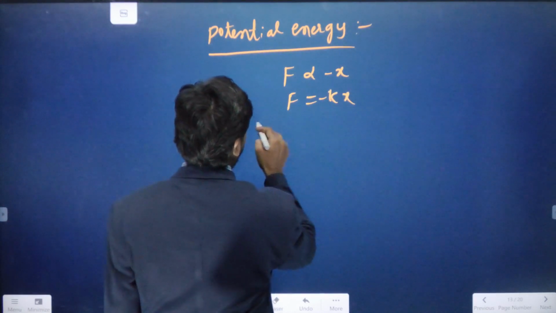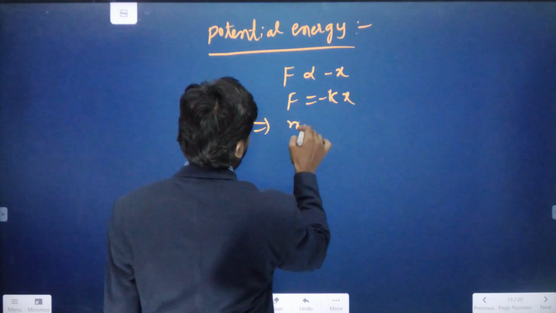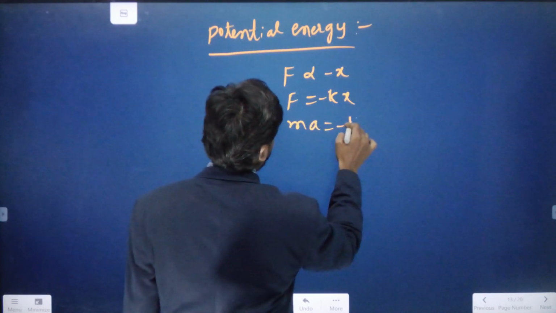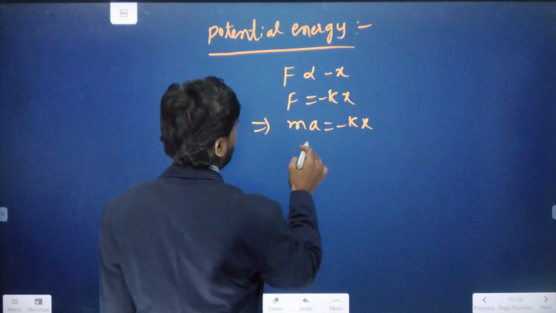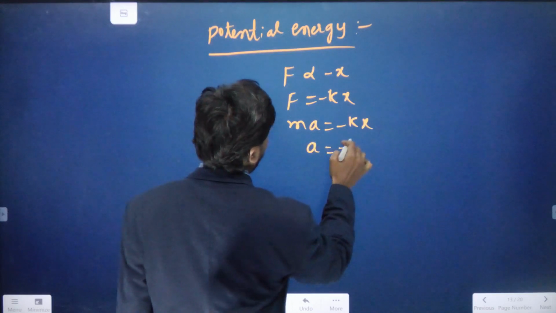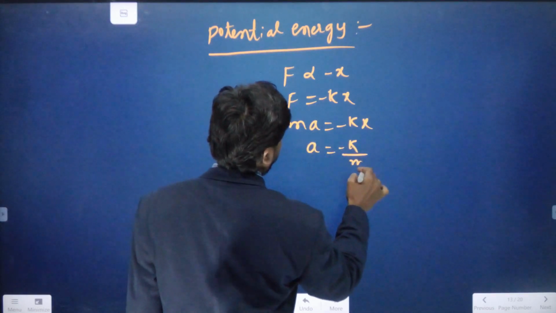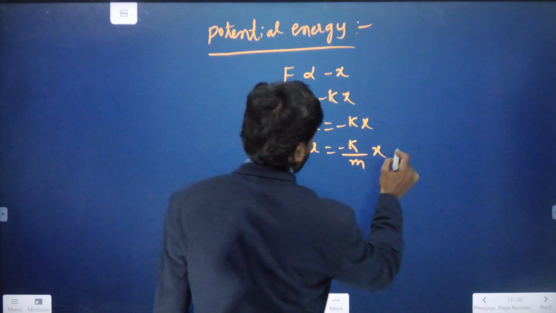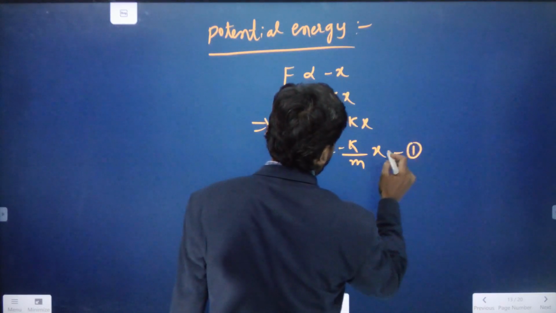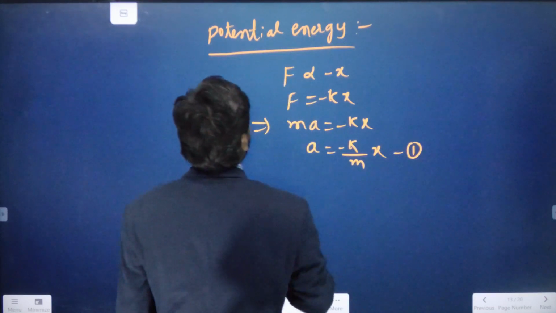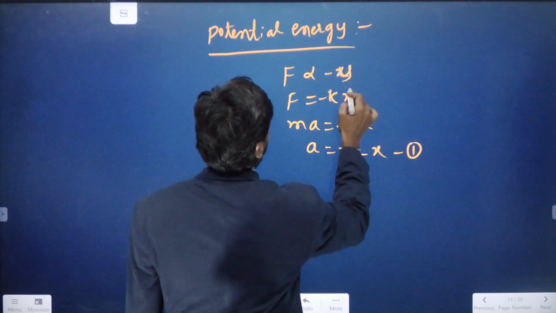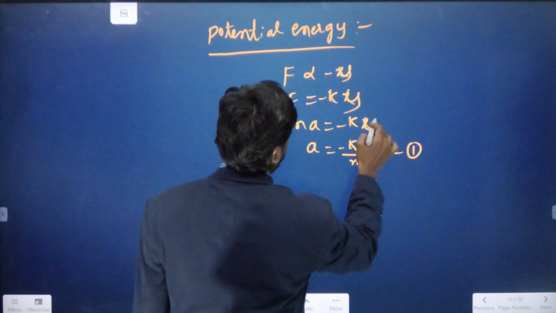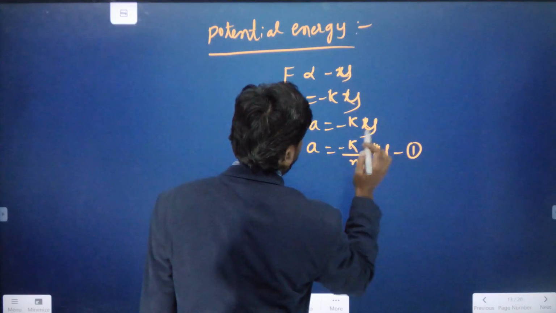We can write that f is nothing but m into a. So m into a is equal to minus k into x. From this, a is equal to minus k by m into x. If you compare this acceleration equation, the displacement here, we will write y only, because we have taken the vertical projection.